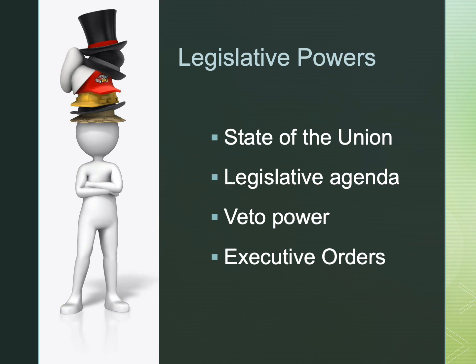I'll let you read more about the executive orders in the textbook, but some good examples of it would be Truman in 1948 passing Executive Order 9981. They're all numbered. And this was an executive order to desegregate the armed forces. As commander in chief, he had that authority, and he used an executive order to desegregate the armed forces.